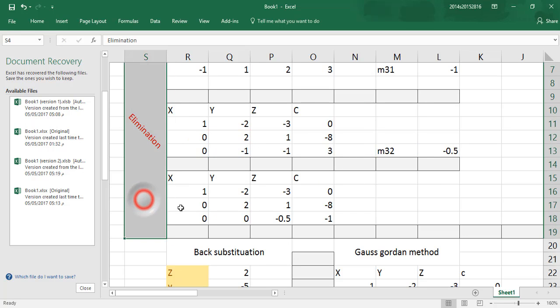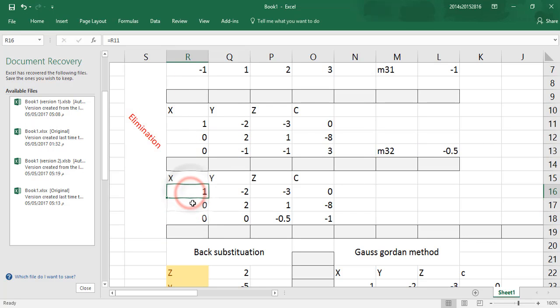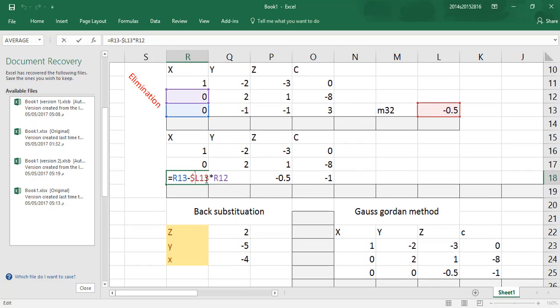We copy the first row and the second row, and we will modify the third row. The third row will equal the third row minus the factor multiplied by the second row. Now we have two paths or ways to the next stage.